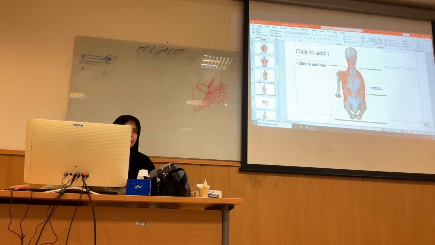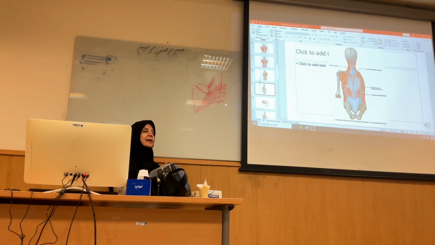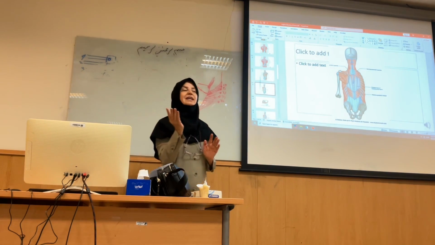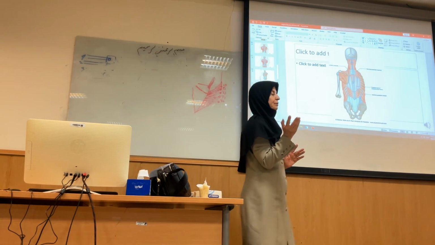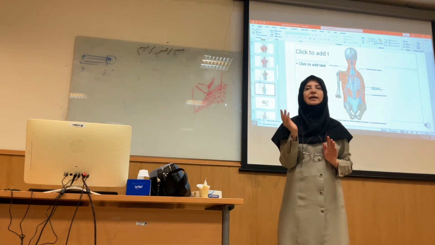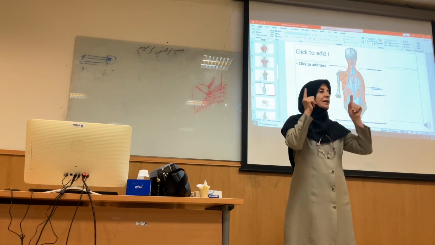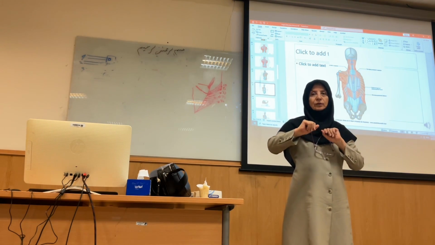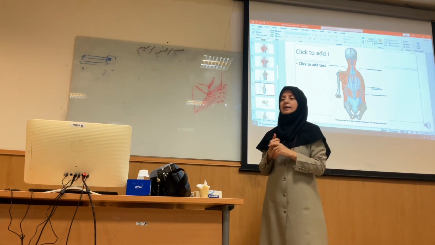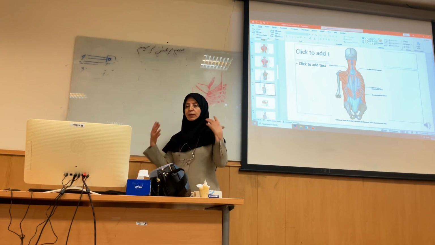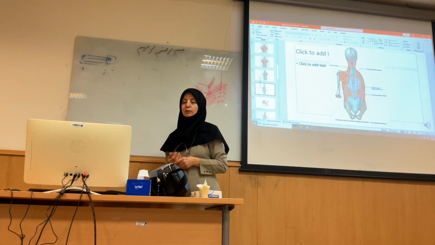You remember serratus anterior muscle? What's the function of serratus anterior? It is the main protractor. What's the function of the pectoralis minor? Protraction. But the main muscle responsible for protraction of the scapula is the serratus anterior.